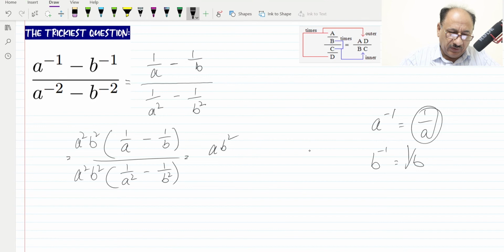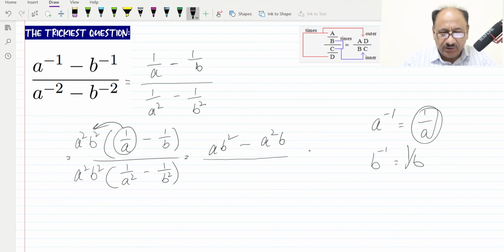When you multiply this one with this one, you will get ab squared, because a is in the denominator, so it will cancel with a square, so it will be only a. Then minus b will be cancelled and we will get a square into b. So now the denominator will also simplify, and this will be b square minus a squared.